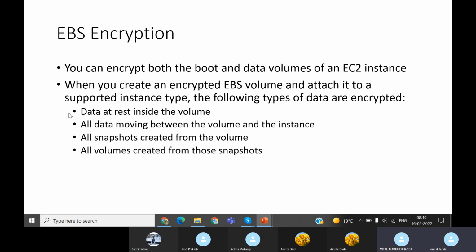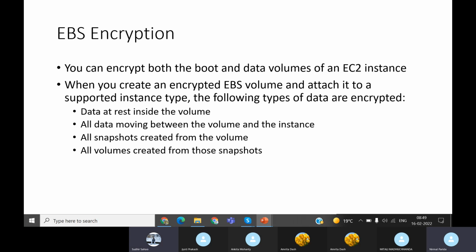So data at rest inside the volume, and all data moving between the volume and instance. What does that mean? Data at rest means inside the volume. Suppose you store one file, that is kept at rest. See, there are two things, rest and in-flight. In-flight means communication between your volume and instance, or communication between your client and your instance. You can say in-flight data. But what is stored in your volume, that is data at rest.